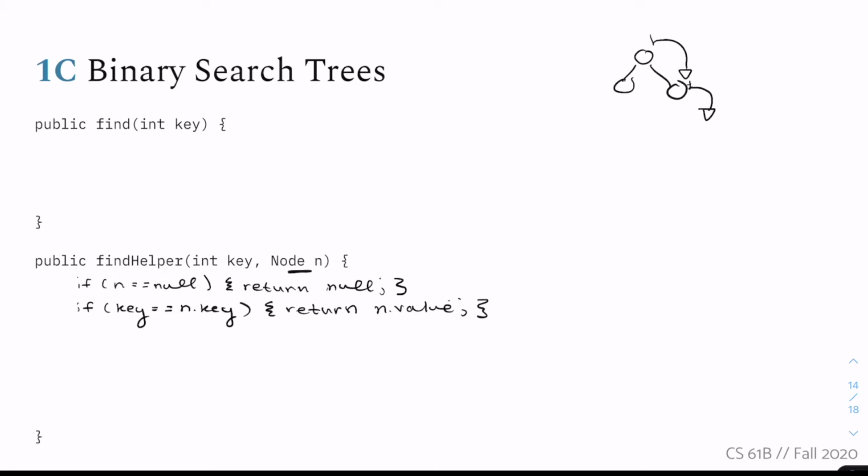Now I have to figure out what our two recursive cases are. The first case, we'll do else if our key is less than n dot key, the key of the node we're currently on. Well, we know that means if the key exists, it's going to be on the left subtree of our node. So all we do is return our same helper function with the same key, except we pass in n dot left.